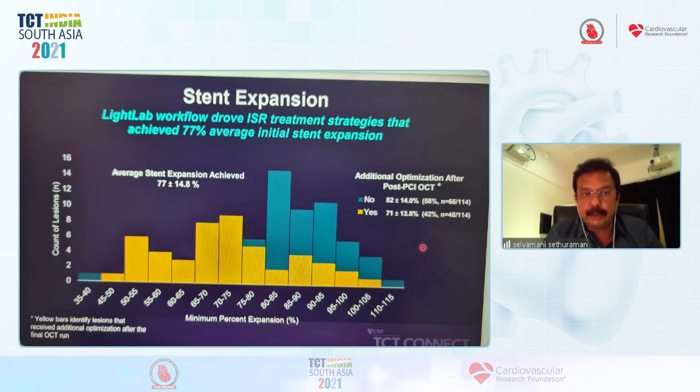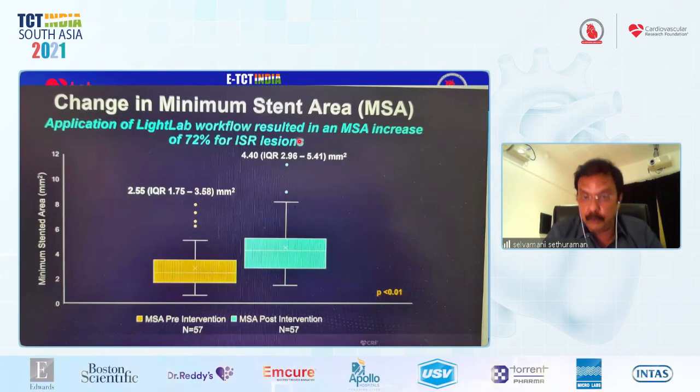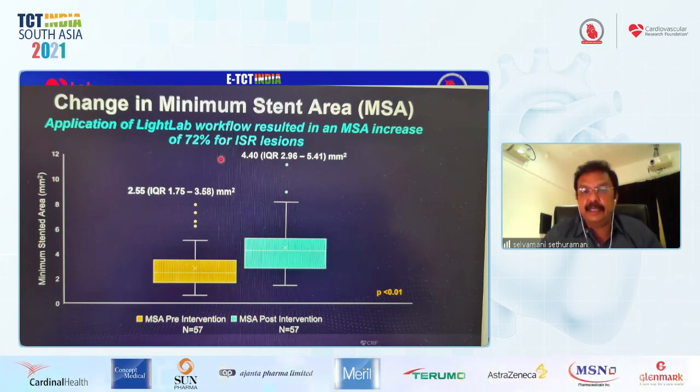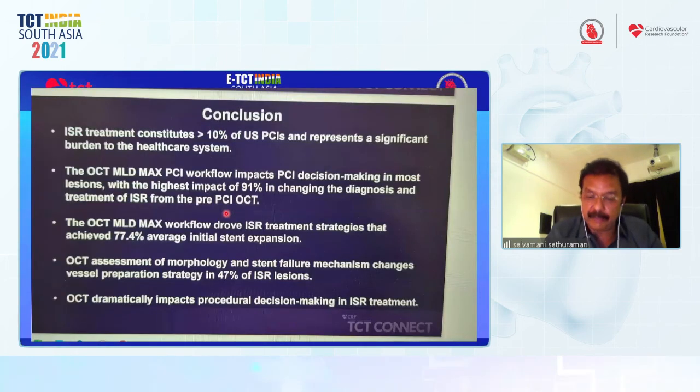And coming to stent expansion, compared to angiogram alone, they achieved almost 73-77% average initial stent expansion with OCT. And the minimum stent area which they achieved was very significant, a 72% increase in the stent area compared to angiogram. So this is the impact it produces on treatment of ISR.